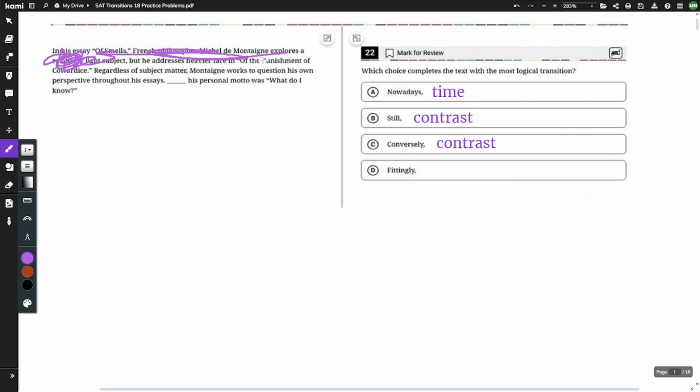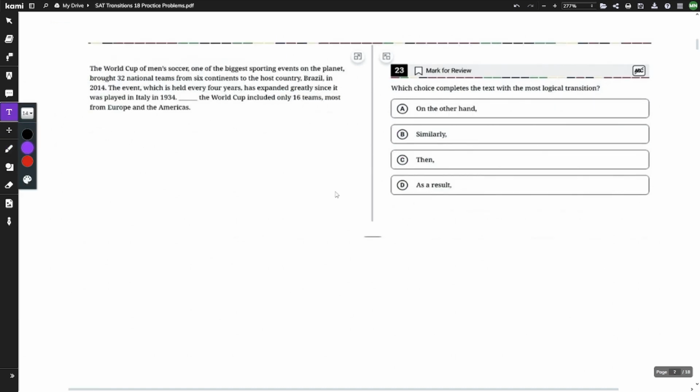It doesn't say any dates in here, so it's definitely not nowadays. It's also not contrasting, because it's saying that it's kind of the same thing. It's not saying that they're two different things. So it's definitely not contrast, and we can get rid of both of these. And then fittingly, it makes sense. It fits that his motto is him asking himself a question, because he's always questioning himself. As you can see, I'm pretty bad at making categories, but as long as you know the definition of the word, that's the really important thing.